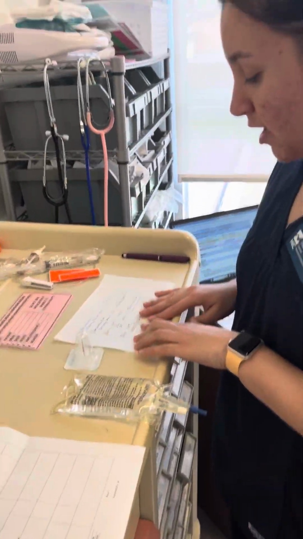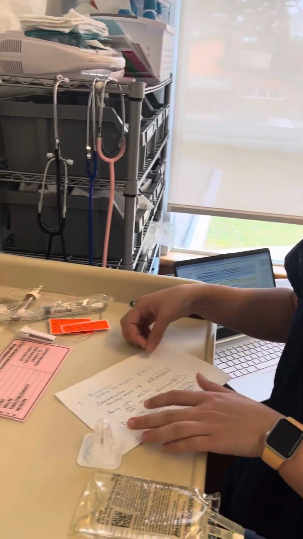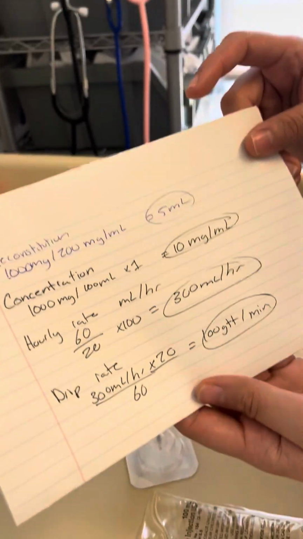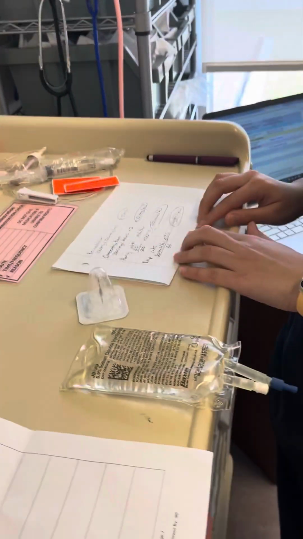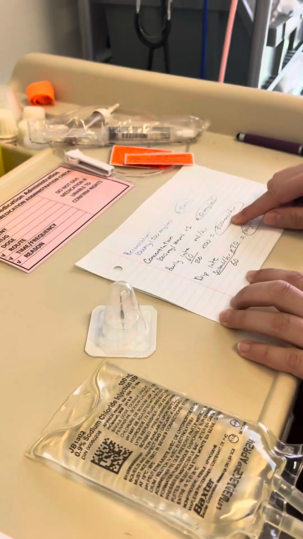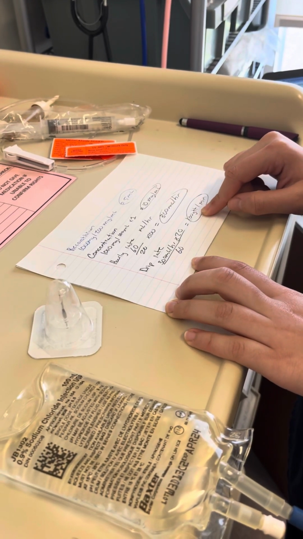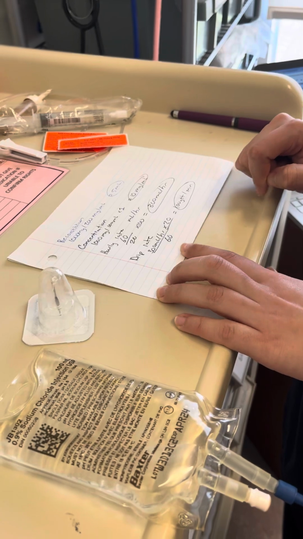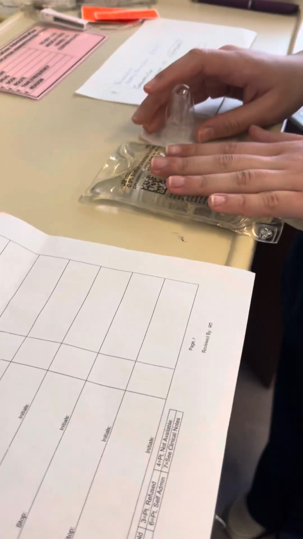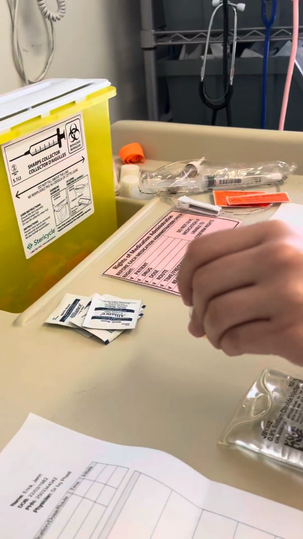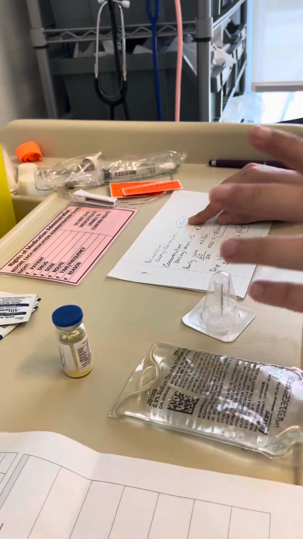I've done my medication calculations here if you want to take a look. So our rate is 300 milliliters an hour. Drip rate is 100 drops per minute. I'm going to be using a reconstitution device today, but otherwise I would have taken 5 milliliters out of the bag with a syringe, injected it into here, shook it up, and then put it back in.